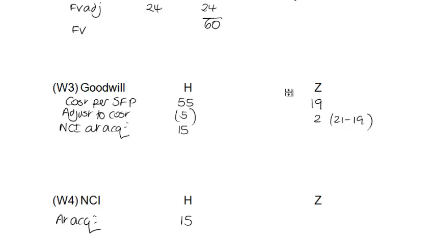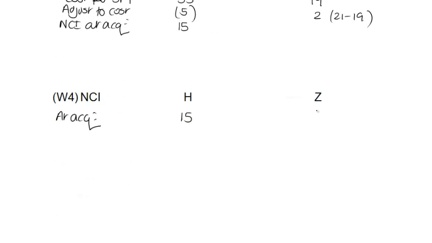It's Robby's policy to measure NCI at fair value, and this is 9 million. So I'm going to go to Zinc and say we've got a figure of 9 million at acquisition, and that goes into our NCI calculation as well.